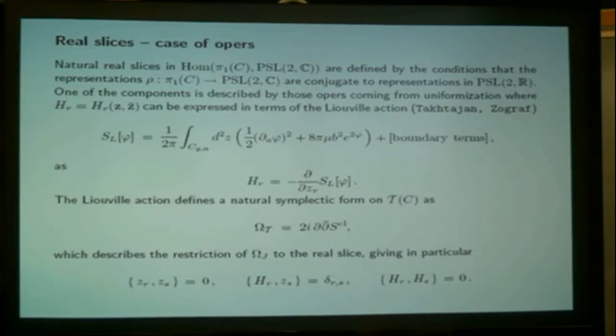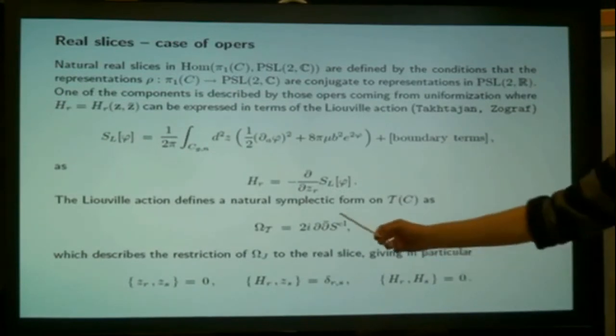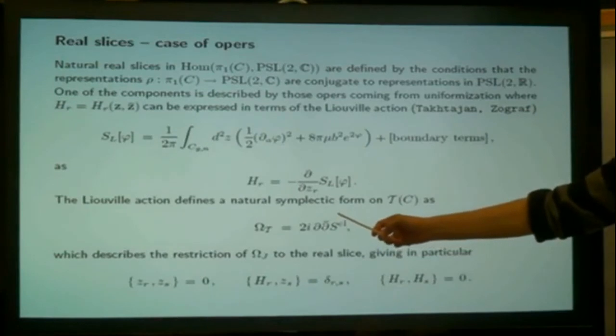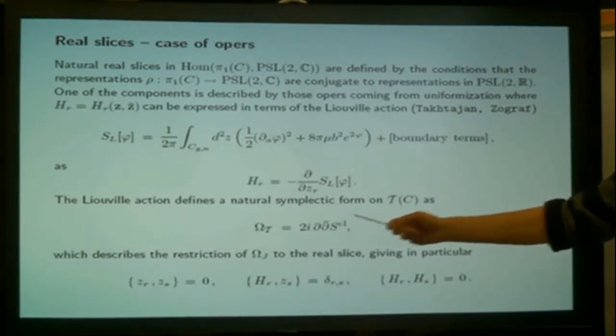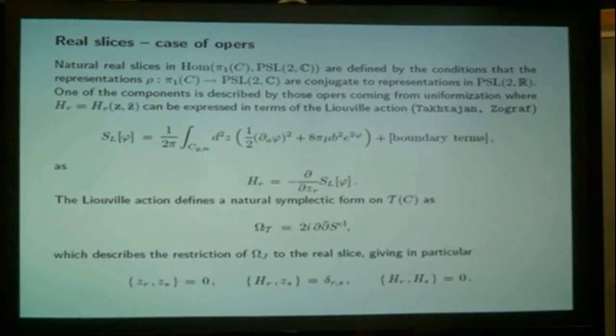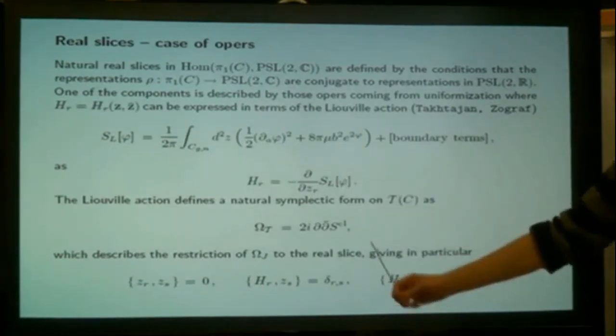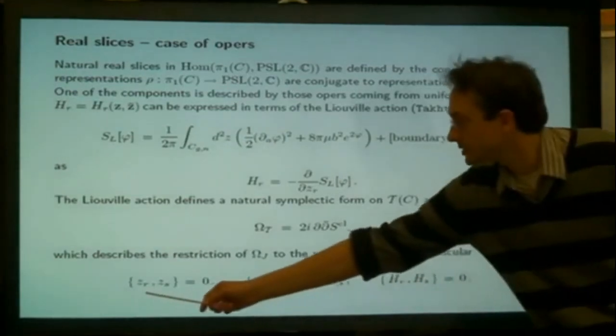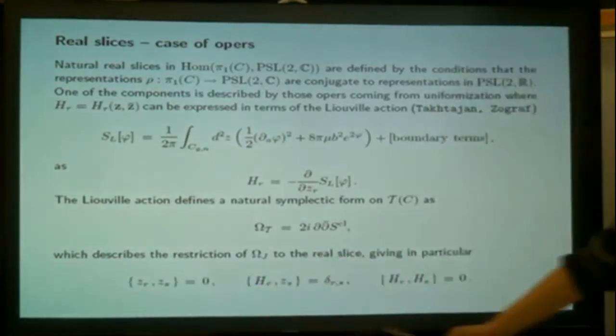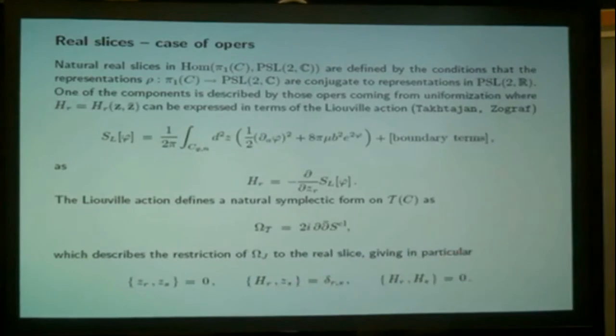And furthermore, you can then describe the symplectic structure or the Poisson bracket also in terms of this Liouville action by taking the second derivative of the classical Liouville action. And what it gives us is indeed the statement that the Z's and H's are canonical conjugate variables.